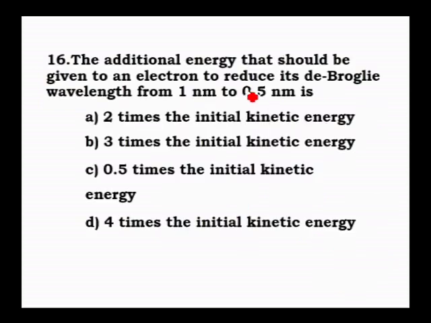Now, additional kinetic energy that should be given to an electron to reduce its de Broglie wavelength from 1 nanometer to 0.5 nanometer.